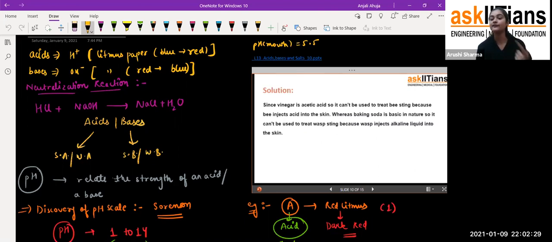from it. But if it is a bee sting, we can't use vinegar, because that insect injects the acid liquid, so we would require some base so that we can get relief from it. Got this point?